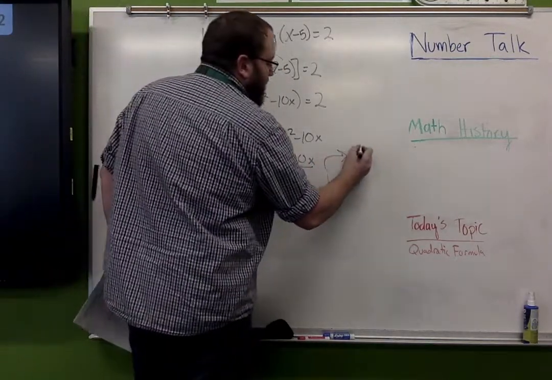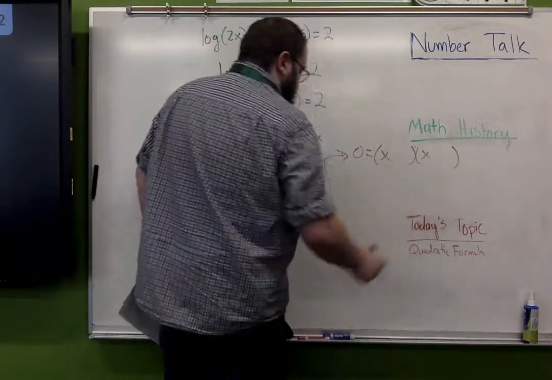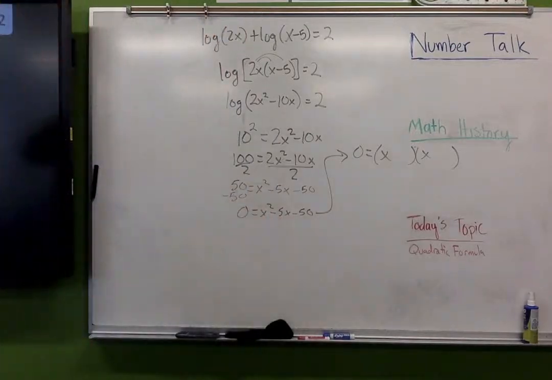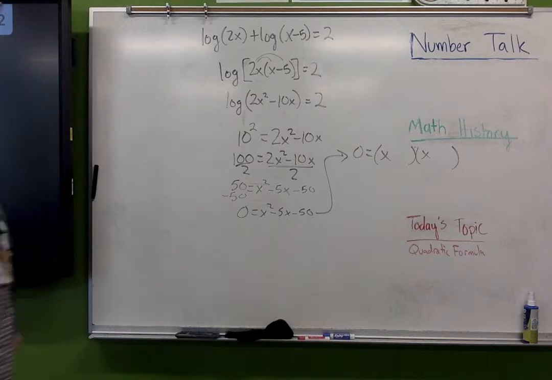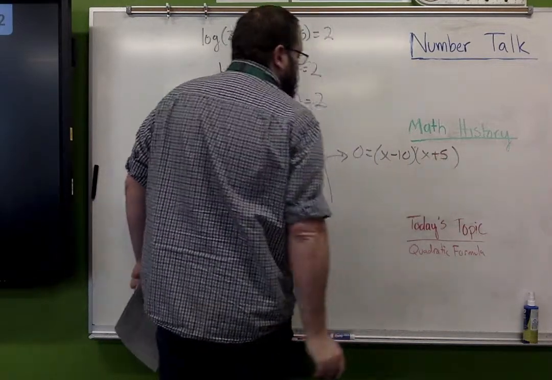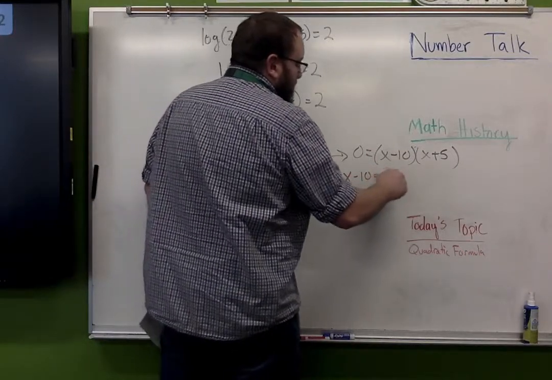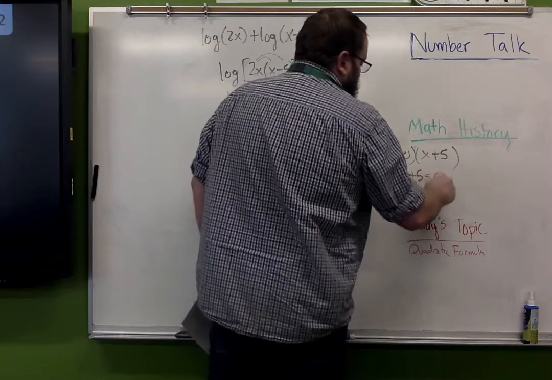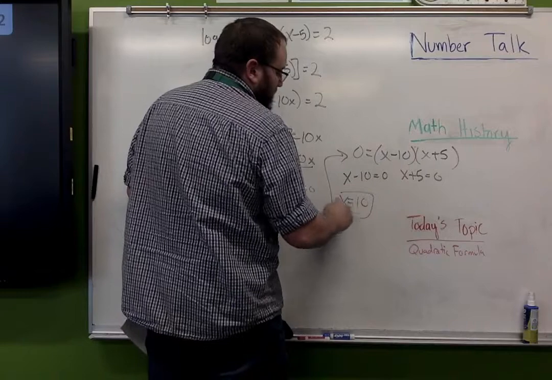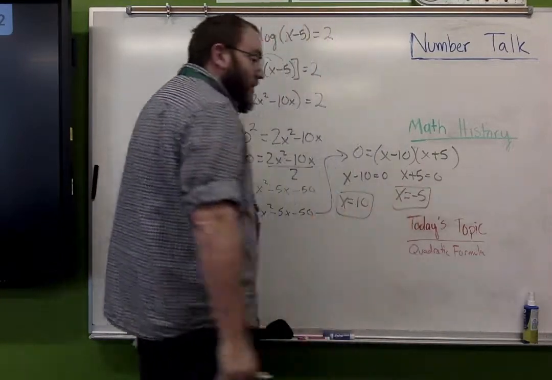Factor this. So 0 is equal to, let's see, factors of negative 50 that add to negative 5. Probably 5 and 10, huh? Negative 10, positive 5. Set each factor equal to 0. X minus 10 equals 0. X plus 5 equals 0. Add 10 to both sides, x equals 10. Subtract 5 from both sides, x equals negative 5.